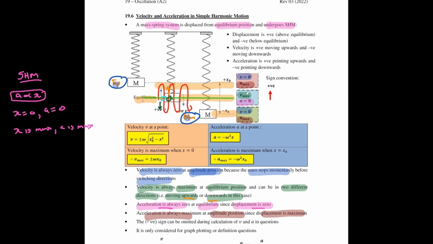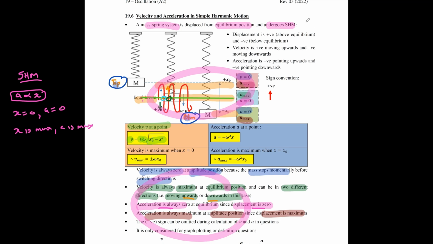So these points here where velocity and acceleration are zero and maximum, you need to remember them because a lot of your questions are based on that, when you want to do the questions. Now further to that, you need to know how to calculate velocity and acceleration at specific points. You look at the table in between the diagram and the notes here, we want to find out velocity at a point. The equation is v equals plus minus omega square root of x naught squared minus x squared. This one is for you to find velocity at any given point, or rather at any given displacement.